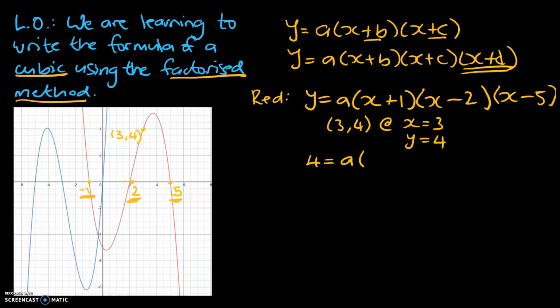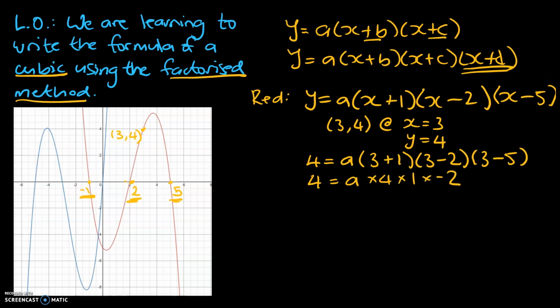So 4 is equal to a times (3 plus 1), (3 minus 2), (3 minus 5). We're going to simplify all those brackets. So 4 is equal to a times 4 times 1 times -2. The right-hand side simplifies to -8a, which means a is equal to 4 divided by -8. A will then be equal to -1/2.